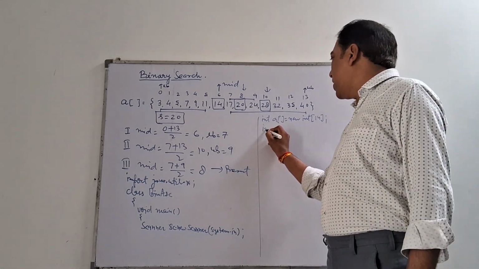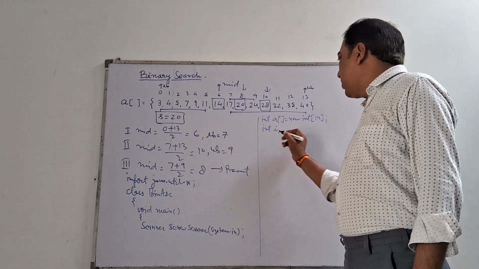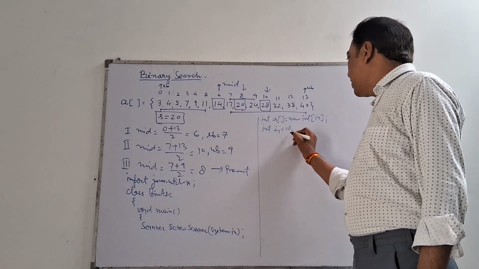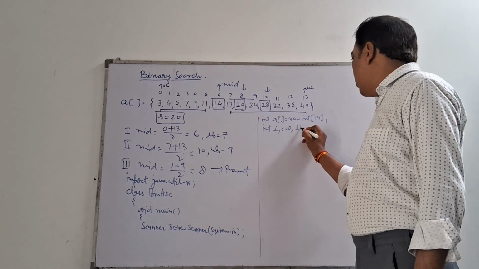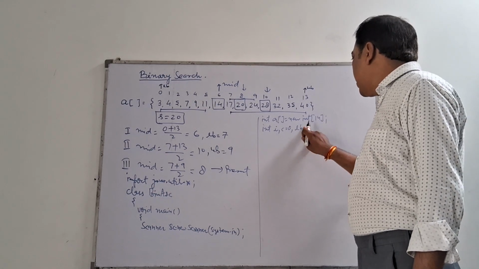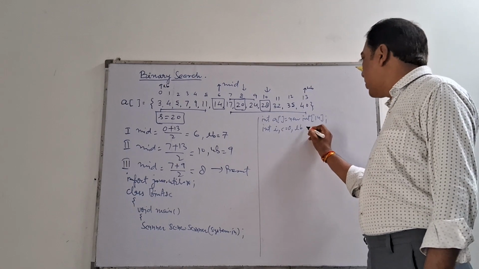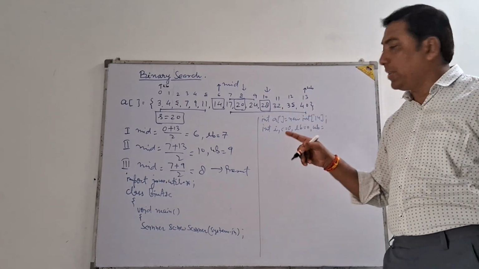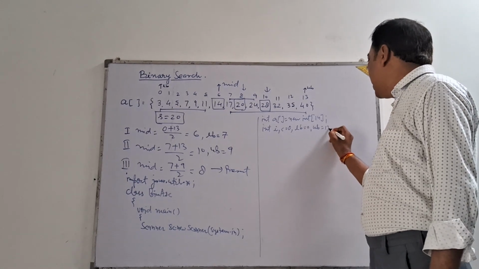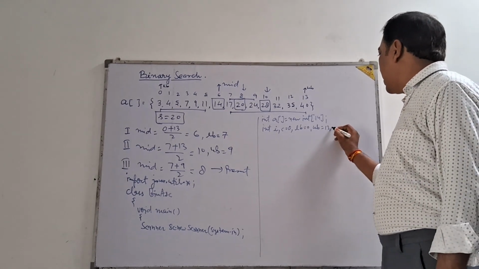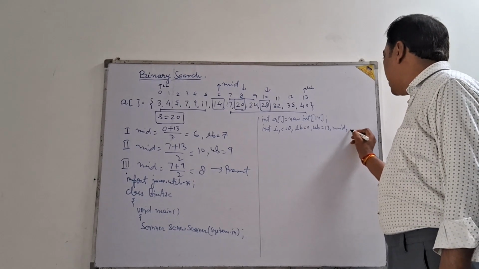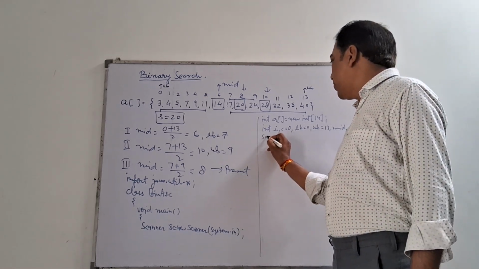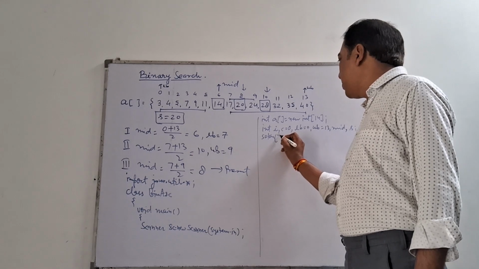What variables are required in the program? One loop variable, then one counter variable is required. We need the lower boundary. If the size of the array is 14, then the lower boundary will be 0. Upper boundary is always size minus 1. So here, according to this example, upper boundary is 13, and mid, and one variable, the number that is to be searched. So enter elements.